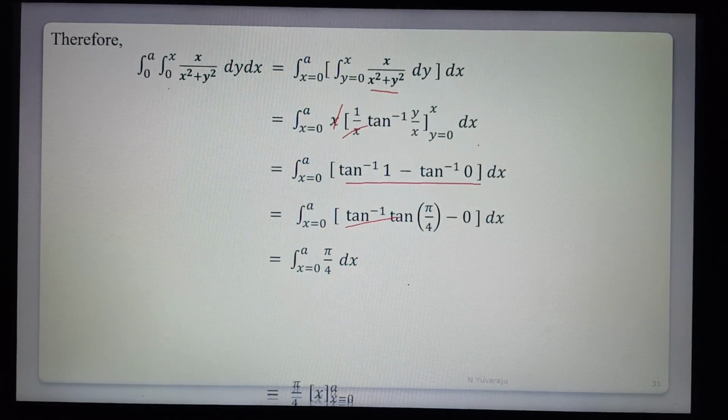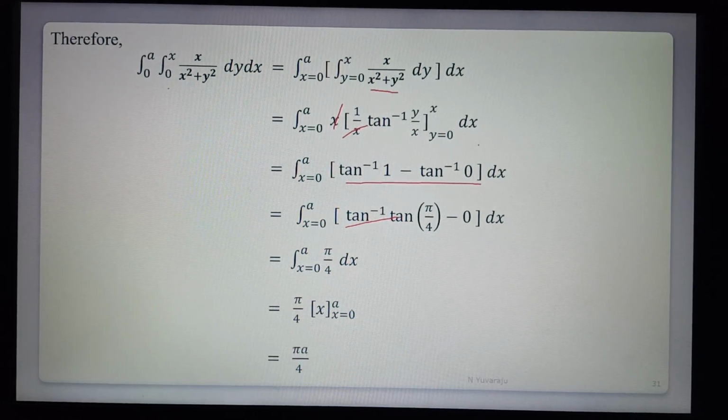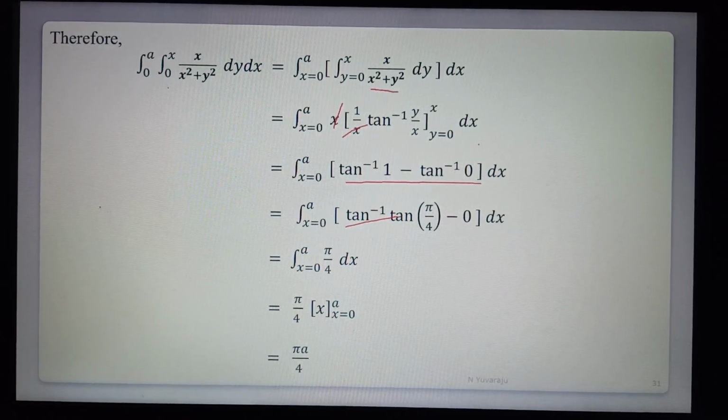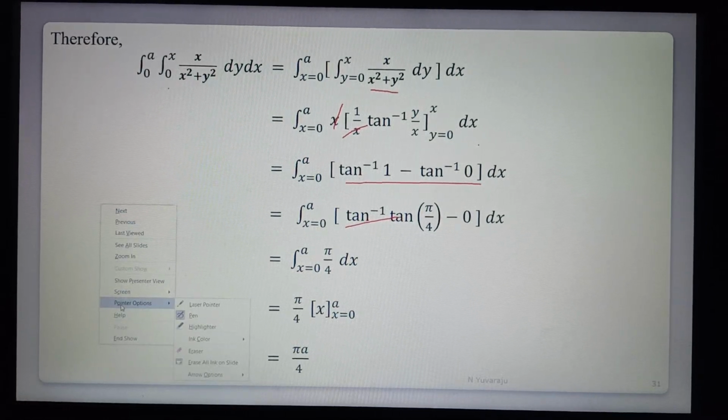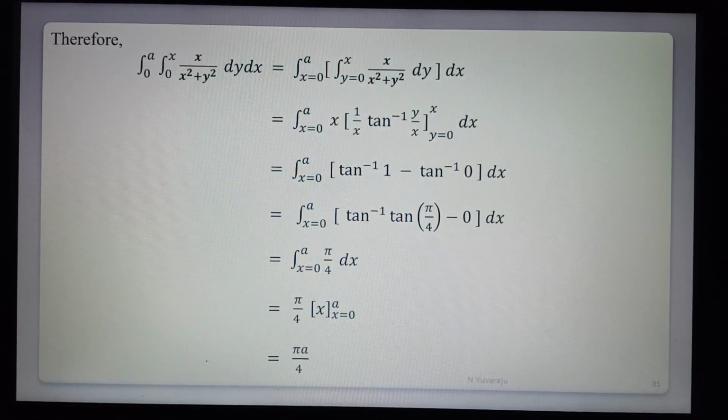Integration of 1 is x, with limits 0 to a, that is equal to a minus 0, so 5a by 4. This is the required result of the given integration after changing the order of integration. Okay now, this topic is very important. One question will be given.